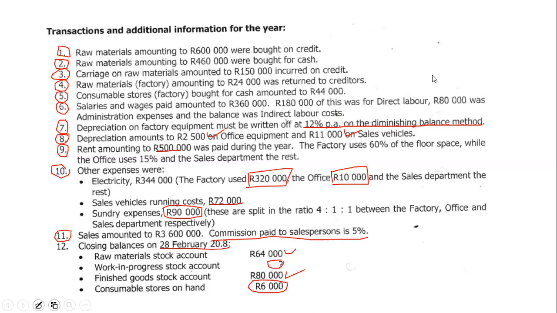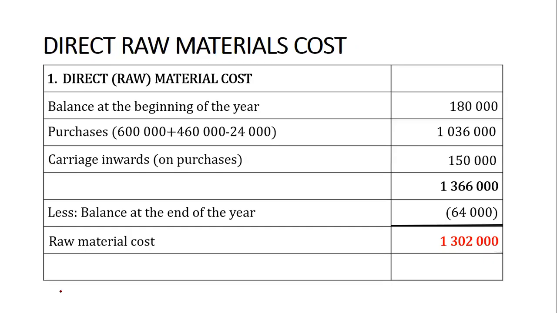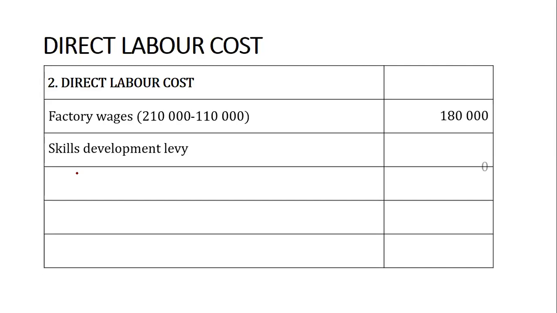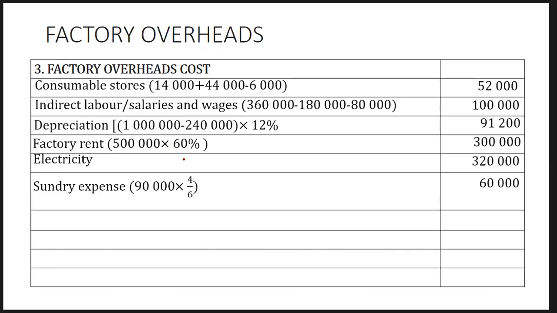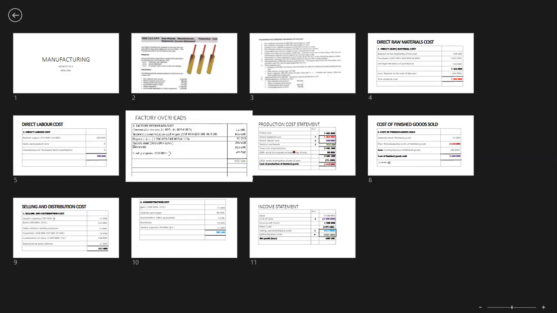I'm just going to go to my direct material. As I've showed you, that 64,000 will be minused, and then you will go to your direct labor. Direct labor doesn't change, it's still 180,000 because my contributions are still zero. And the next one will be overheads, factory overheads. Your factory overheads will be 923,200. The last step for us is to prepare your production cost statement.